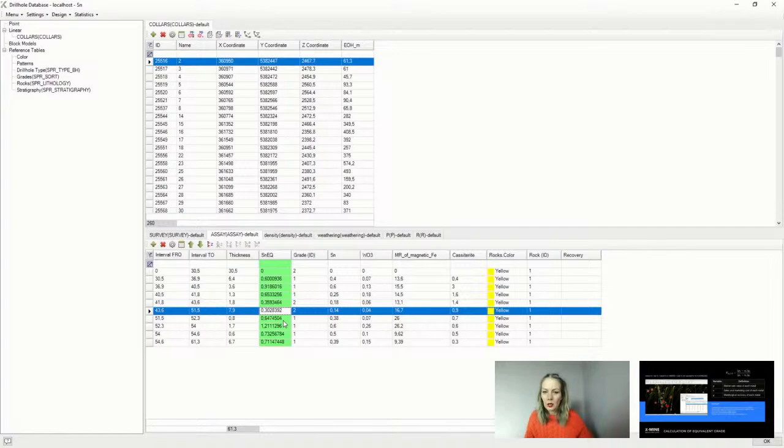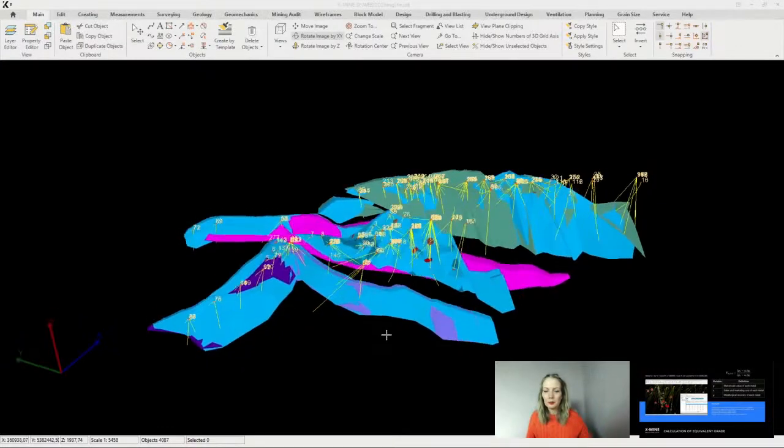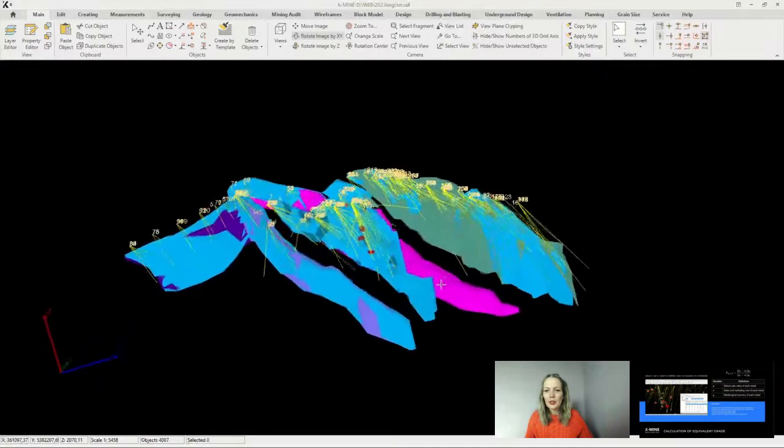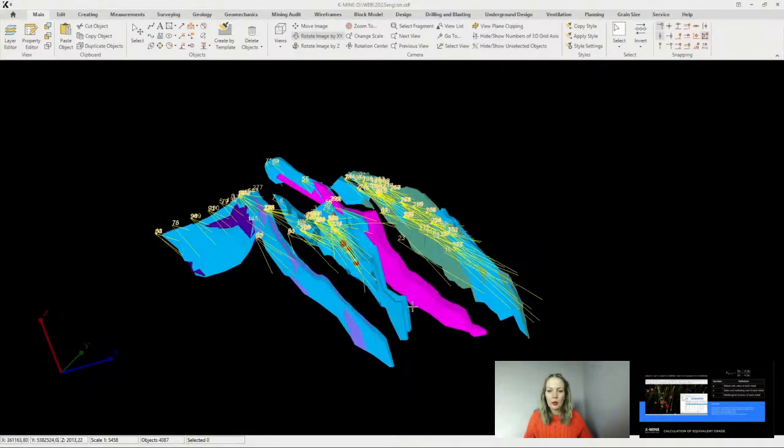The block scoring was done by using the ordinary Kriging method. Now let's visualize the resource categories and calculate volumes, tonnage, and average content of the ore.